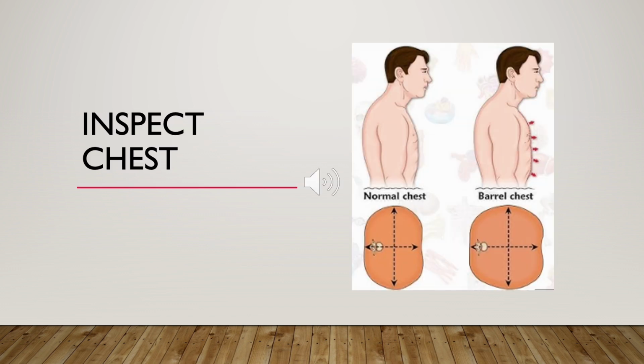You want to inspect the chest wall. One of the most common deformities in the chest wall is something called a barrel chest. This happens if the lungs become chronically overinflated, like in chronic obstructive pulmonary disease, which is very prevalent. It means that the anterior and posterior diameter of the chest has expanded and it looks more like a barrel than a normal chest.